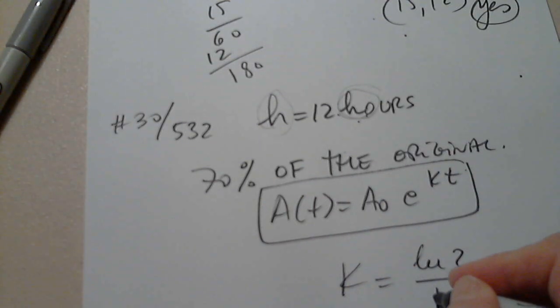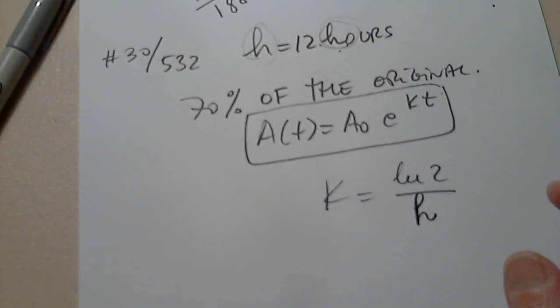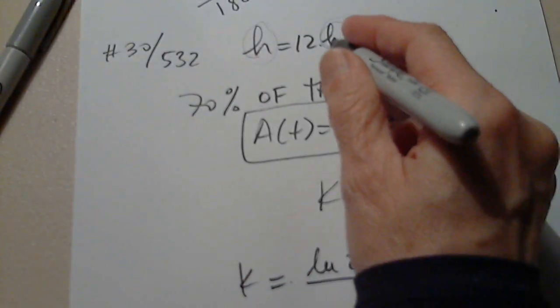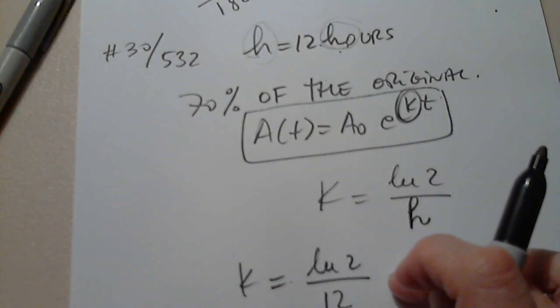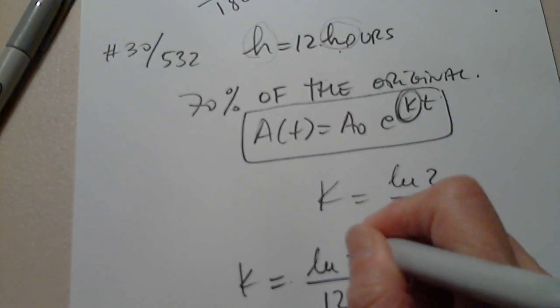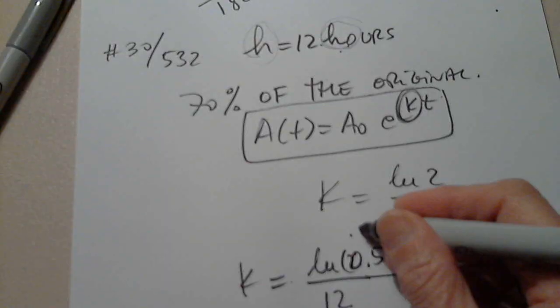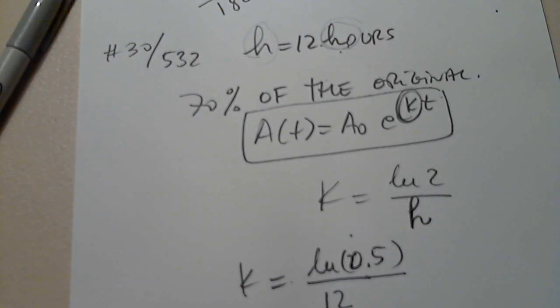So you can use the formula, which is fine. K equals natural log 2 over 12, and this is this K here. And it has to be a negative number. I'm sorry, this is 1/2. So it's 0.5, it's not 2. It's 1/2 or 0.5. That's the formula.